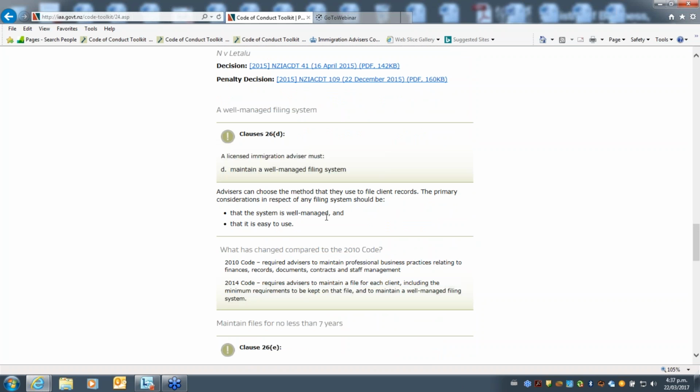You need to maintain a well-managed filing system. So we don't tell you how you have to keep your files. You don't have to keep paper files, and I'm sure you've all got very different kinds of electronic filing systems. It doesn't matter how you keep it as long as it's well managed and you can retrieve it. So when we ask to see your client file, you're actually able to retrieve it and provide it to us.